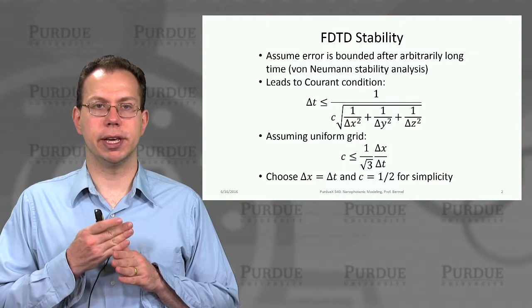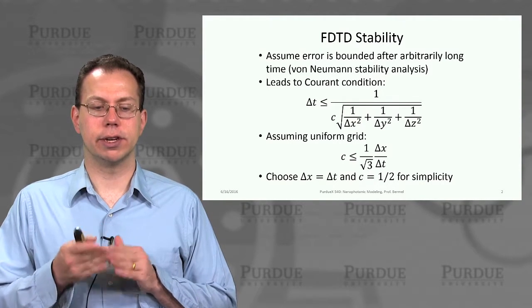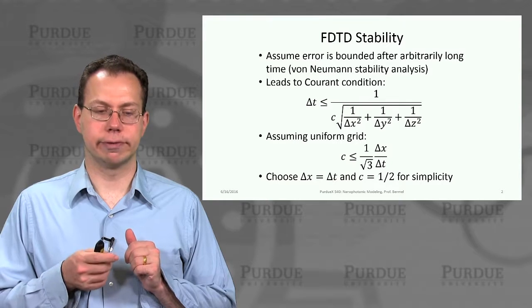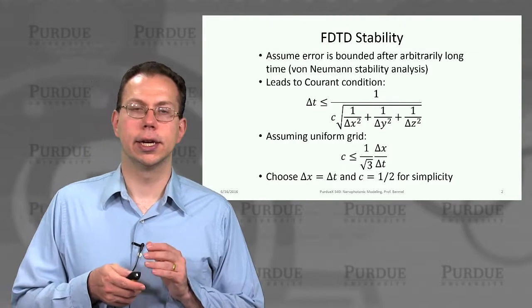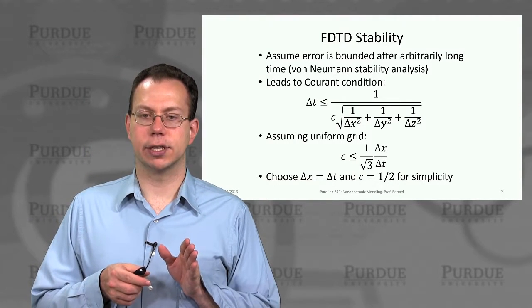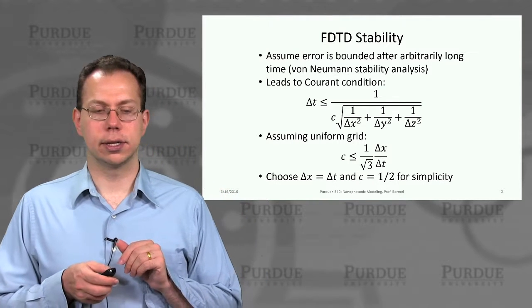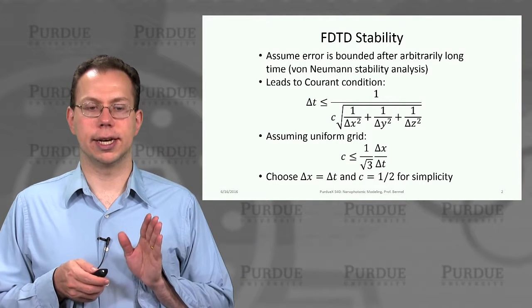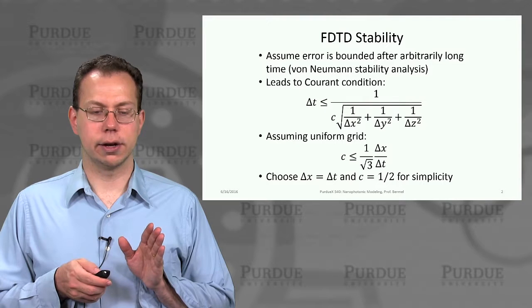But in order to avoid being right on the edge of stability, oftentimes we choose c equals 1/2. And this is, of course, in specific units for the simulation. It's not intended to directly be interpreted as a physical value of c.